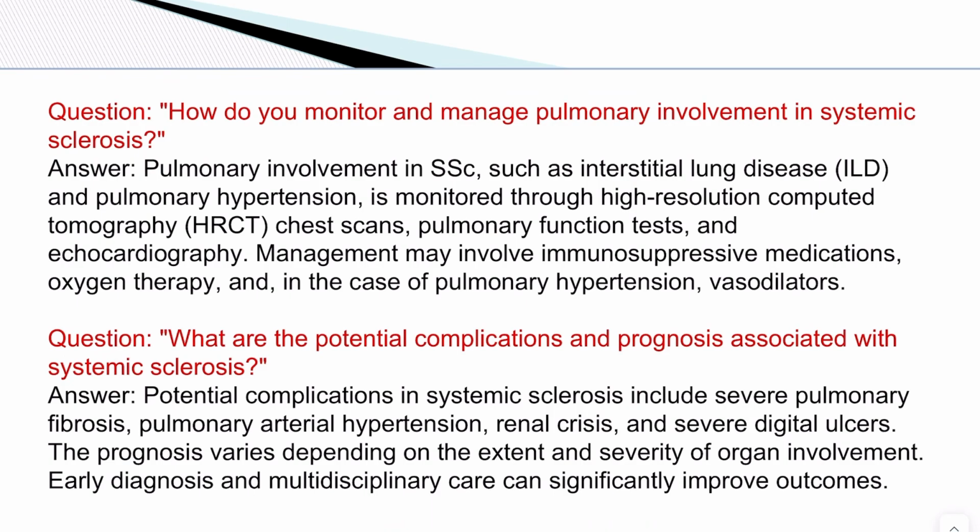How do you monitor and manage pulmonary involvement in systemic sclerosis? So pulmonary involvement such as interstitial lung disease and pulmonary hypertension is monitored through high resolution CT scan, pulmonary function test, and echocardiography. Management may involve immunosuppressive medications, oxygen therapy, and in the case of pulmonary hypertension, vasodilators. So keep your answers simple because they already tested your knowledge in the MRCP written examination. Here you just have to show confidence and give the examiner an idea that you know your topic and you know how to proceed.